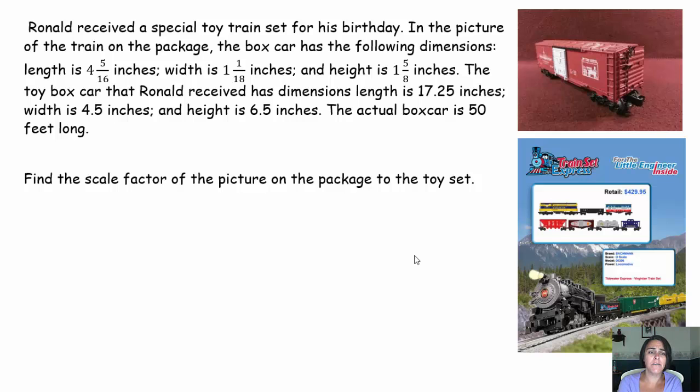Find the scale factor of the picture on the package to the toy set. So take a minute, pause the video, try it out, come on back. All right, hopefully you paused the video.